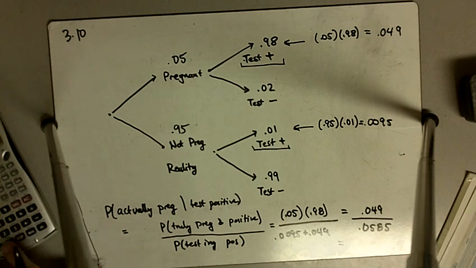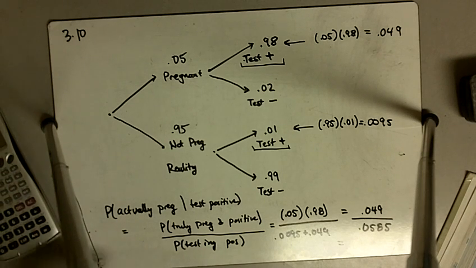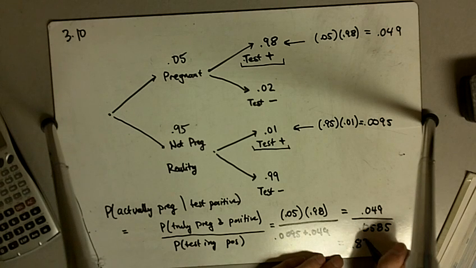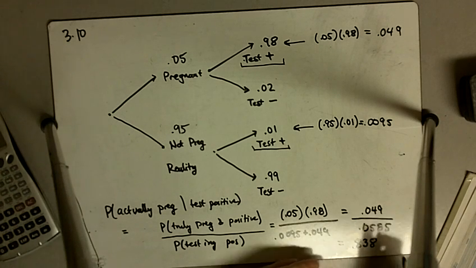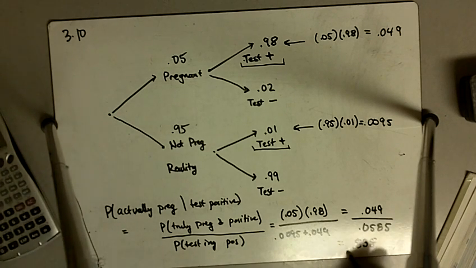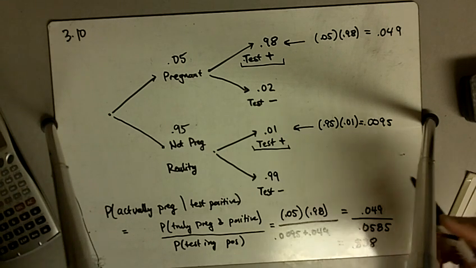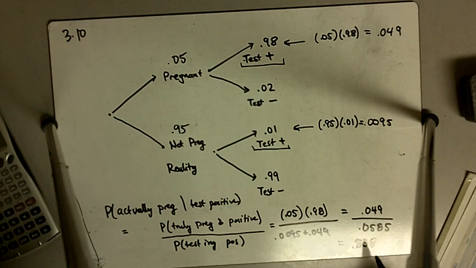In this case, 0.049 divided by 0.0585 is equal to 0.838. So in this case, because only 50 out of the 1,000 women were truly pregnant, even though you tested positive in this group, the chance of you actually being pregnant is even less, 0.838. If you test positive for the pregnancy test, you're still likely to be pregnant, but there's also a good chance that you aren't pregnant.